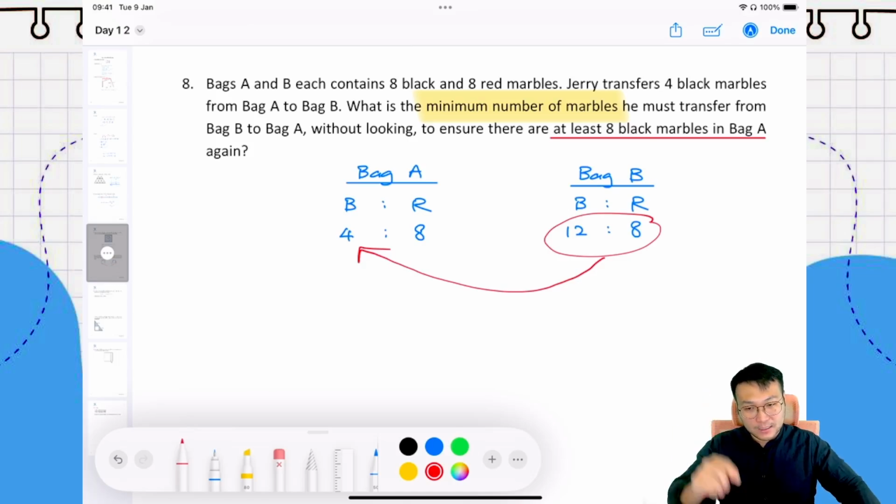Think about it. Again, I give you 2 minutes. Think about it. Type your answer in the chat. Your time starts now. How many marbles must you take with your eyes blindfolded?